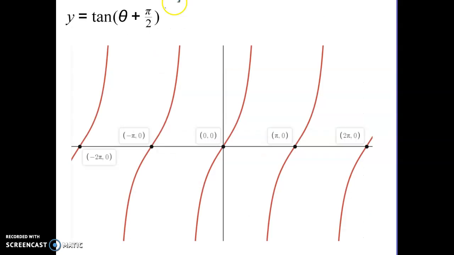Okay, let's do a trig one. So I'm going to move the graph of tangent theta pi over 2 units. Should I move it to the left or should I move it to the right? Well, I'm going to move to the left because I'm adding.